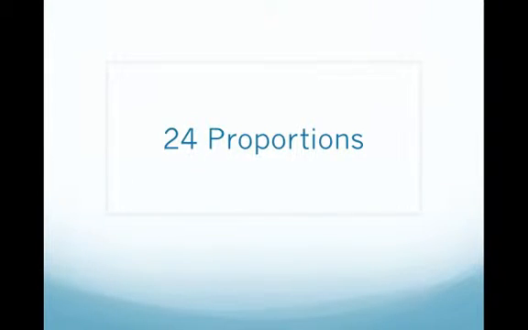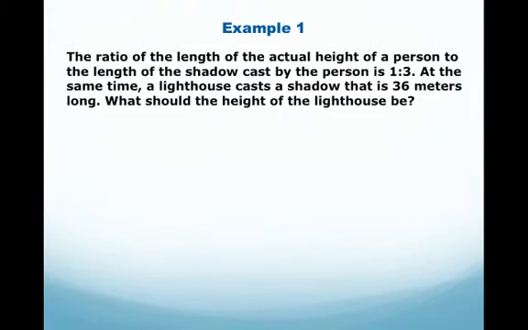Lesson 24, Proportions. Example 1. The ratio of the length of the actual height of a person to the length of the shadow cast by the person is 1 to 3. At the same time, a lighthouse casts a shadow that is 36 meters long. What should the height of the lighthouse be?